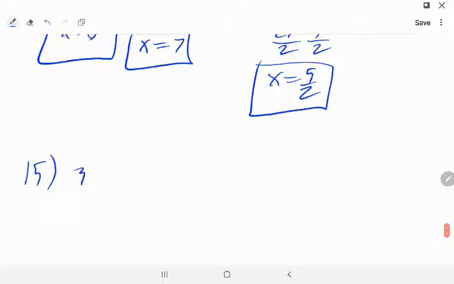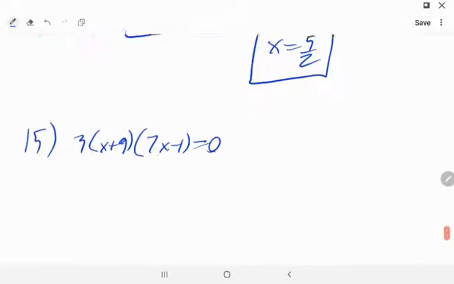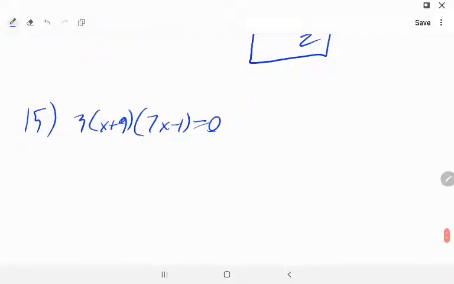You notice number 15 is just a little bit different. We've got 3 times the quantity x plus 9 times the quantity 7x minus 1 equal to 0. We notice that 3 doesn't actually do anything for us. We notice that 3 is never 0, so that doesn't give us any new solutions.